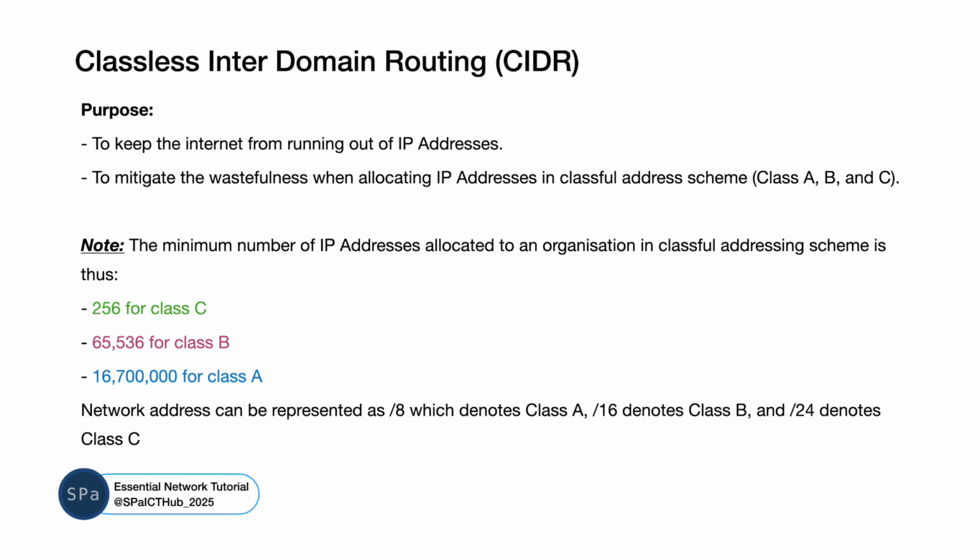The minimum number of IP addresses allowed to an organization in the classful addressing scheme is 256 for class A, 65,536 for class B, and 60,700,000 for class C. A network address can be represented like this: slash 8, which denotes class A; slash 16, which denotes class B; and slash 24, which denotes class C.